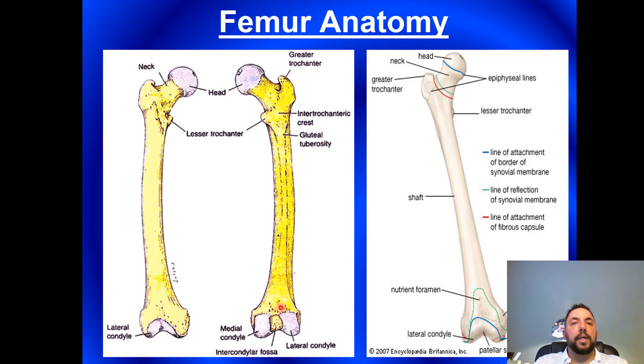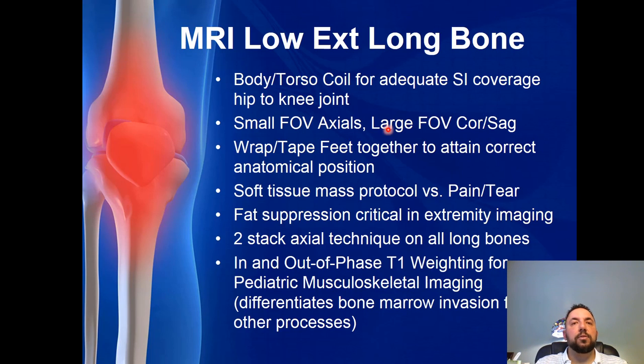Moving on into the femur, again, you want to have smaller field of view axial and longer field of view coronal and sagittal, same as the other long bones we've been discussing. Here you do want to wrap or tape the feet together to achieve correct anatomical position. Fat suppression is always going to be critical in extremity imaging. And 2 stack axials, so you can move the table per stack. It's really the optimal method of getting the best image quality in those acquisitions. Anytime we're doing long bone imaging and we're imaging pediatrics, we want to utilize in and out of phase T1 weighting for pediatric MSK imaging.